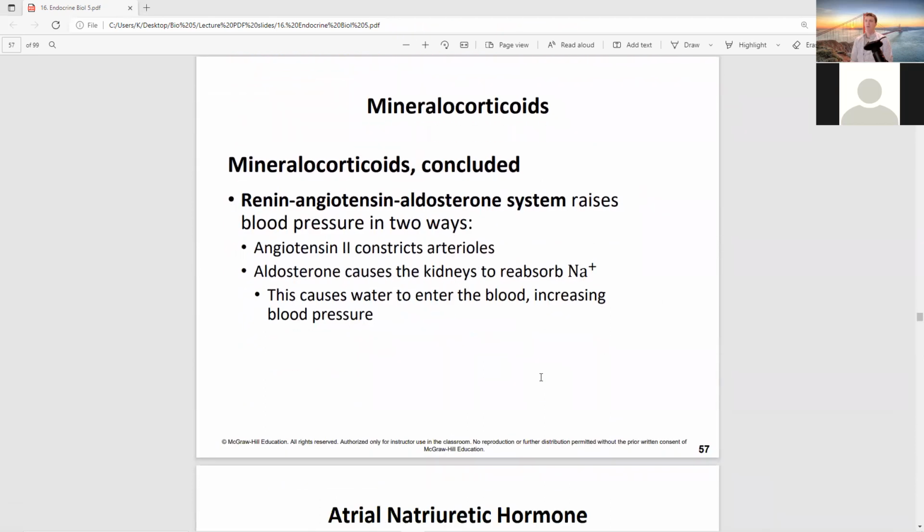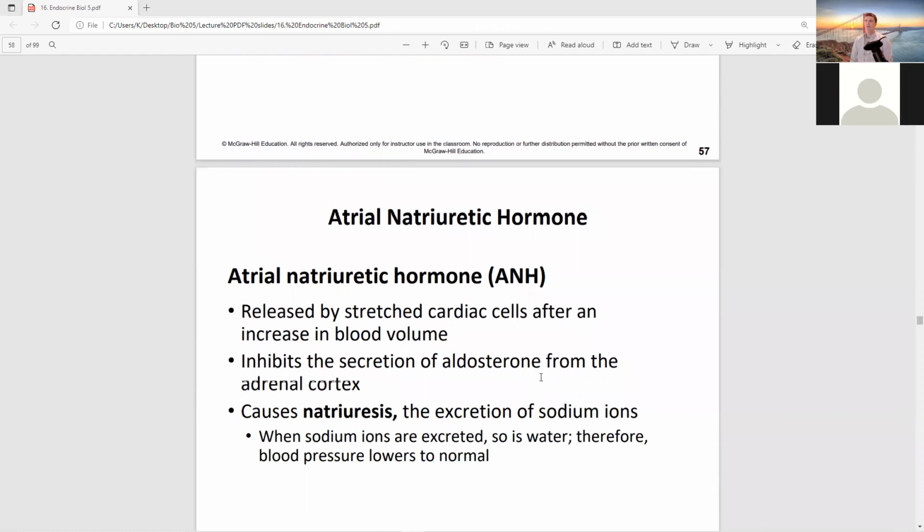So that concludes mineralocorticoids. The renin-angiotensin-aldosterone system raises blood pressure in two ways. Angiotensin 2 constricts arterioles. Aldosterone causes the kidney to reabsorb sodium. This causes water to enter the blood, increasing blood pressure. So atrial natriuretic hormone, or ANH, is released by stretched cardiac cells after an increase in blood volume, inhibits the secretion of aldosterone from the adrenal cortex, and causes natriuresis, the excretion of sodium ions. When sodium ions are excreted, so is water. Therefore, blood pressure lowers to normal.